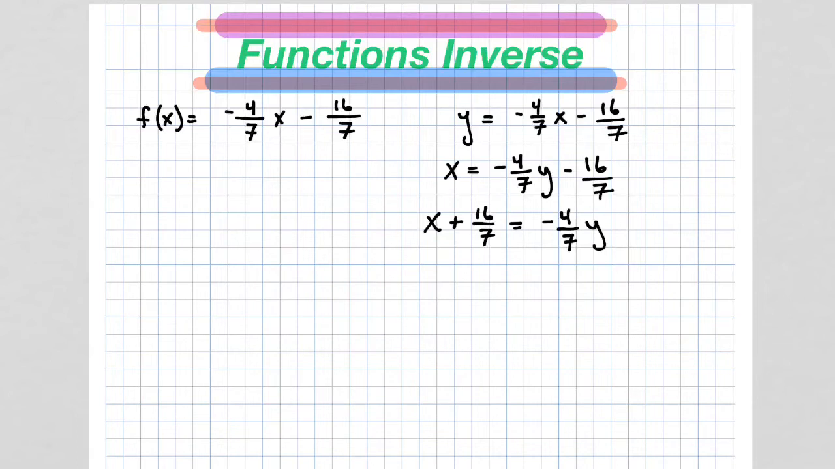Next step, you could go about this two ways. I'm going to keep it consistent with how I did earlier. So I'm going to say x plus 16 over 7 equals negative 4y over 7. If you see a fraction being multiplied by your variable, you could rewrite it like this.